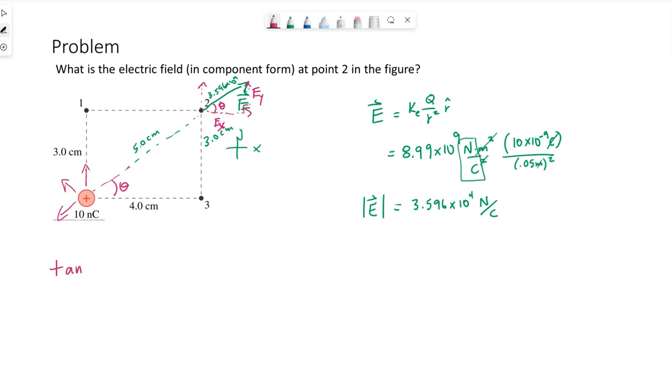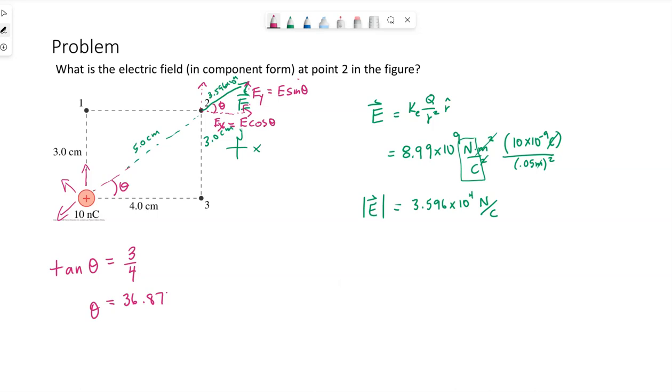So the angle, I can say the tangent of the angle would be 3 over 4. So the inverse tangent of 3 over 4 is 36.87 degrees. So E sub x is going to be the magnitude times the cosine of theta, because that's the side adjacent to the angle. E sub y is going to be E sine theta. So the magnitude times the sine of the angle, because it is opposite.